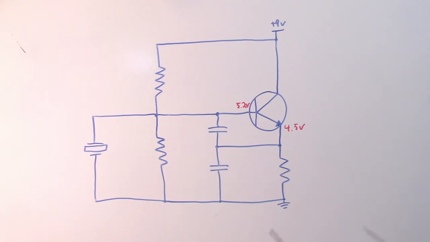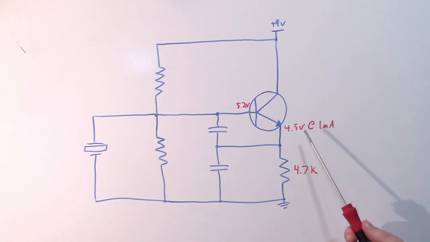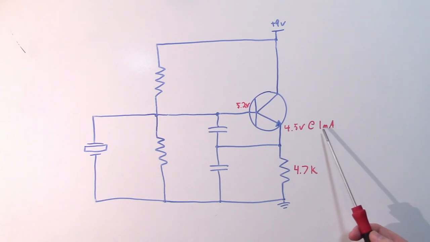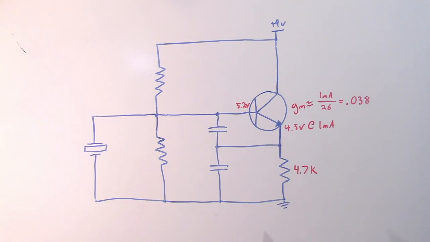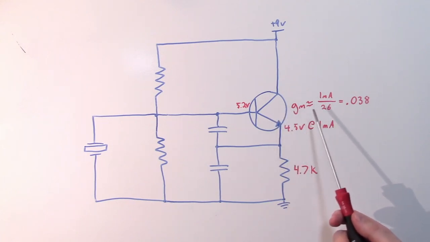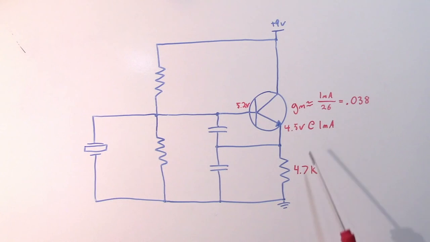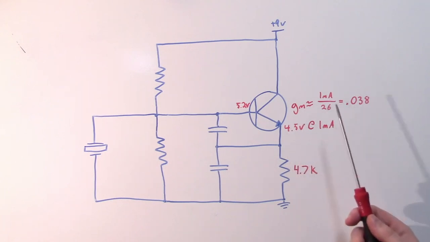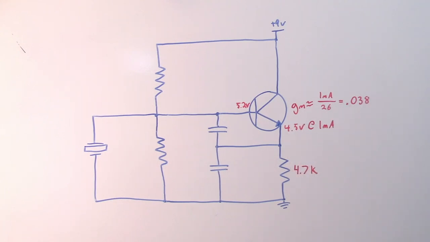And I'm just going to initially set the emitter current at 1 milliamp. Now you can set this higher or lower as your needs require, but 1 milliamp is kind of a good starting point. So that means I need to select an emitter resistor of about 4.7K. It's going to be a little less than 1 milliamp, but it's pretty darn close. And that's also going to determine my transconductance for the amplifier. At room temperature, the transconductance of a typical BJT is the emitter current, 1 milliamp, divided by 26, which gives us 0.038.